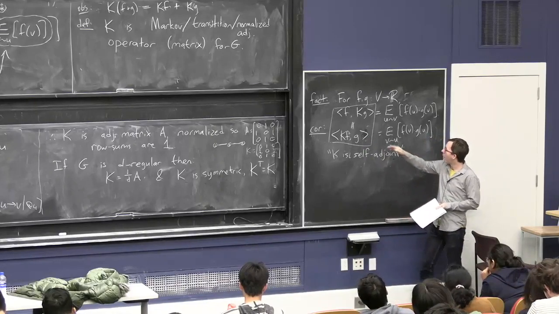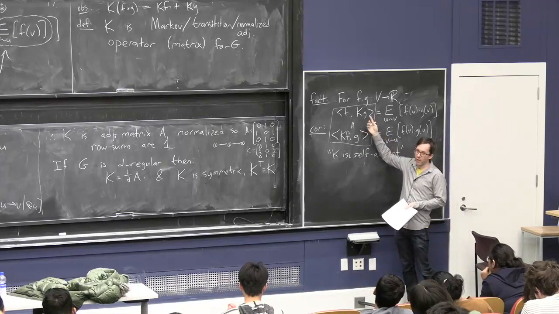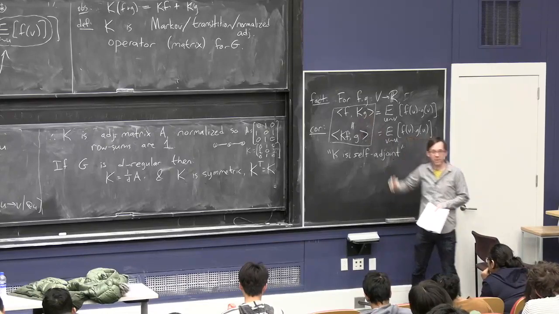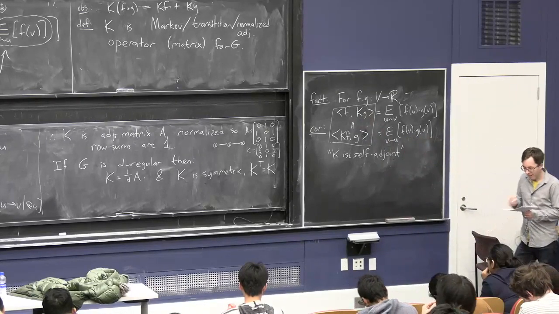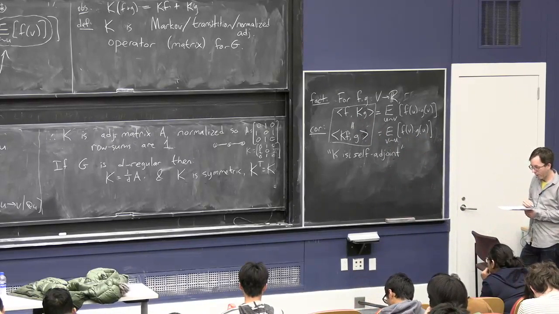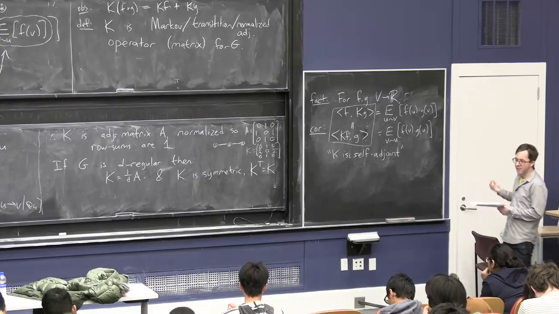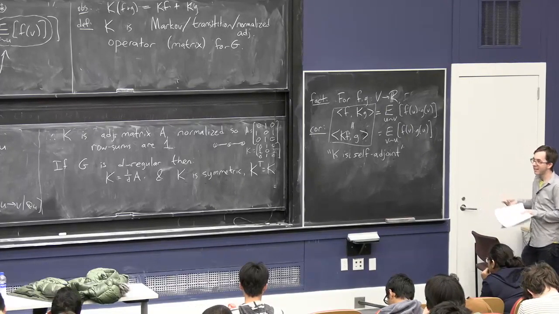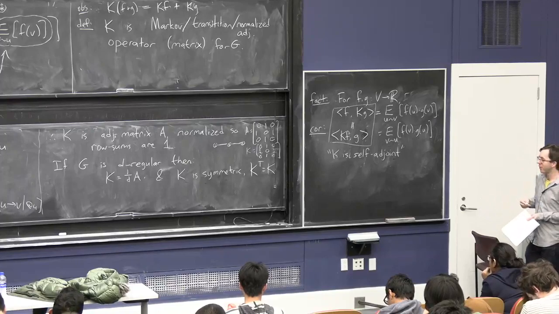So yeah, this is a fact that you can use. You can move the K between the two sides. Great. So it'll share many of the same properties of symmetric matrices, as we'll see, like it has real eigenvalues and so forth.